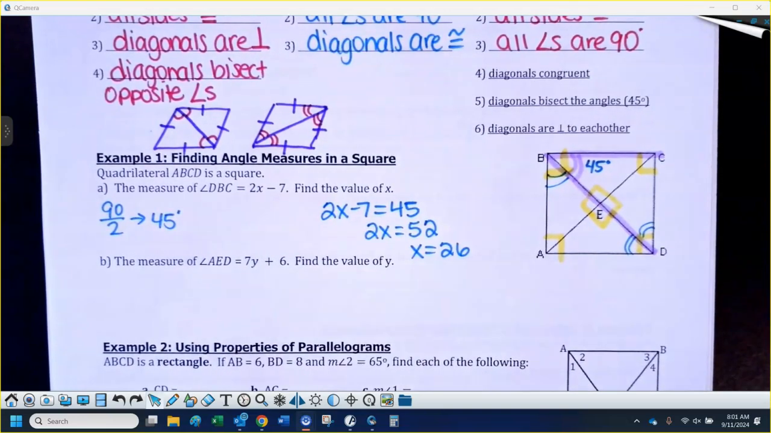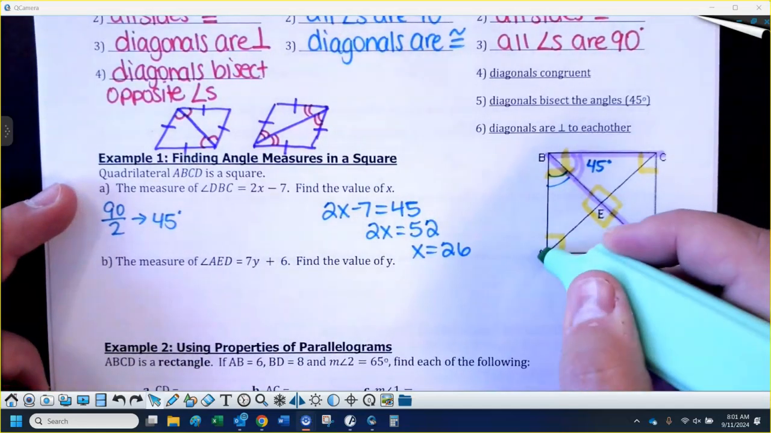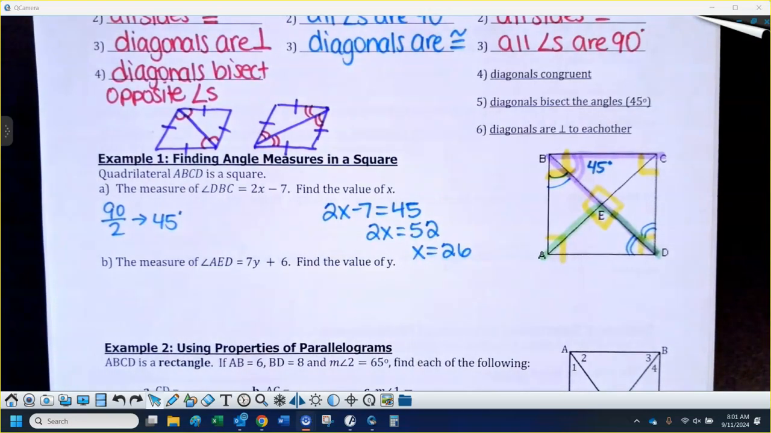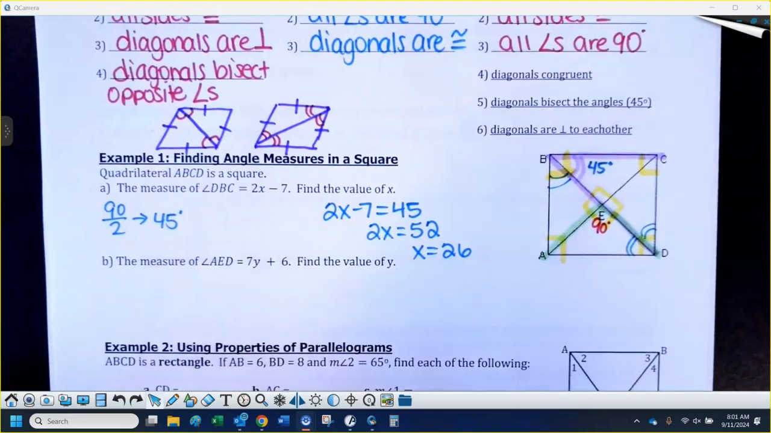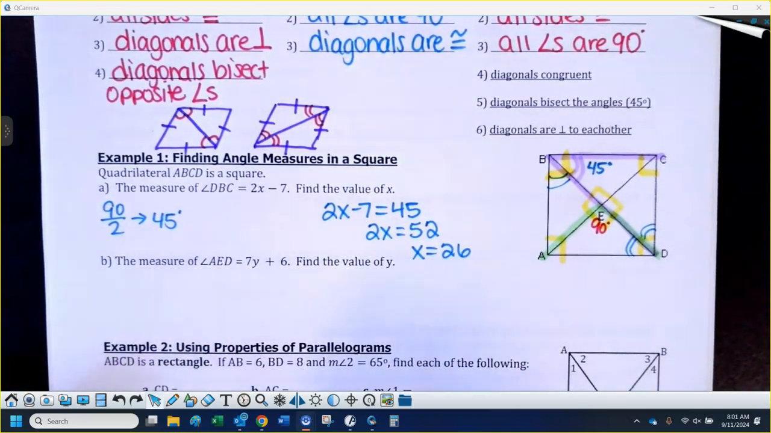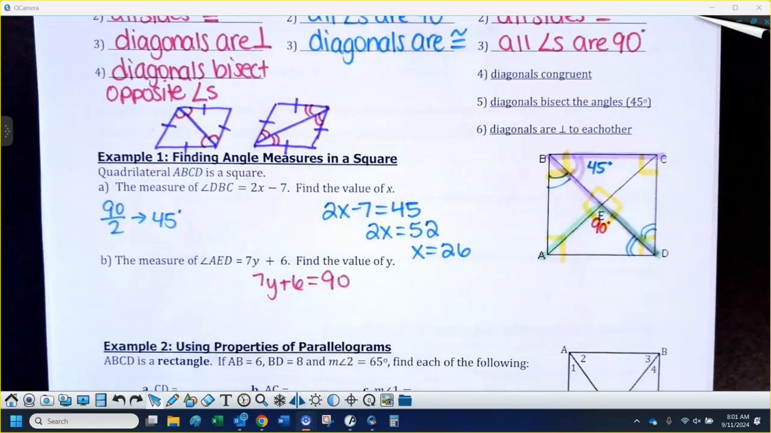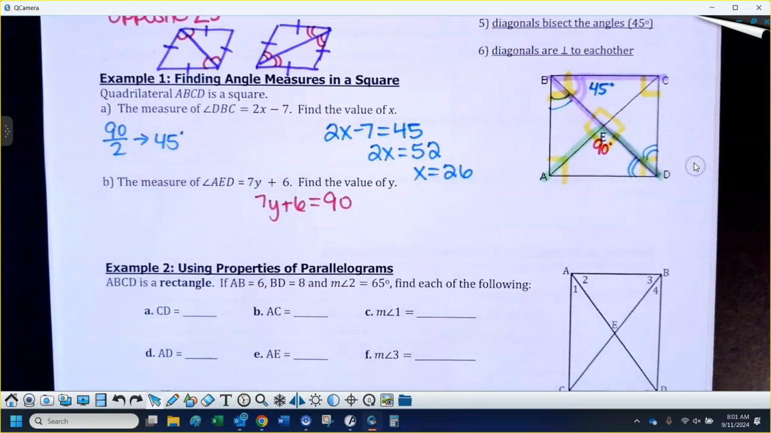Now, if I ask you about this one, it says angle AED. The diagonals are perpendicular to each other, so this angle right here, the whole thing AED, would be 90 degrees. So all you have to do to solve this question is take that expression they give you, which has to be equal to 90, because that's going to be a square. Anytime you're talking about where the diagonals intersect, you got 90-degree angles. They're perpendicular to each other.